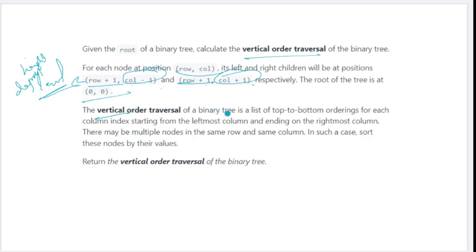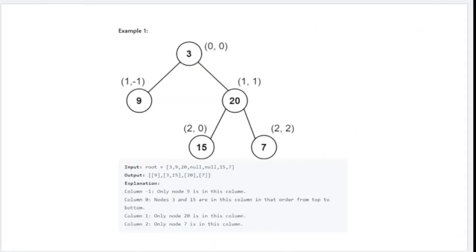Vertical order traversal of a binary tree is a top to bottom ordering for each column index, starting from the leftmost and ending at the rightmost. There may be multiple nodes in the same row and the same column. In that case, sort these nodes by their values. Let's say we got the position 2, 0 for two nodes, and the values were 3 and 4. So obviously 3 would come before 4. So they should be sorted when these values are there. Now let's see in a better way.